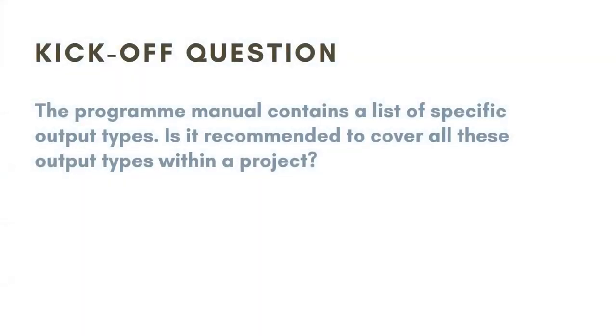The kickoff question here. The program manual contains a list of specific output types. Is it recommended to cover all these output types within a single project? Before I ask this question to Christoph, I would like to ask it to you out there. You will see a Slido poll. And the question is quite straightforward. So we opted for yes and no.